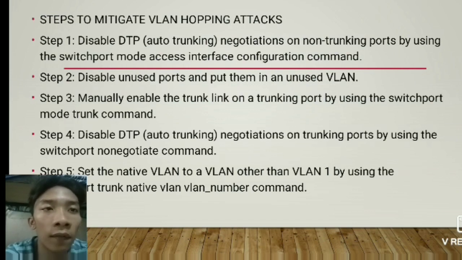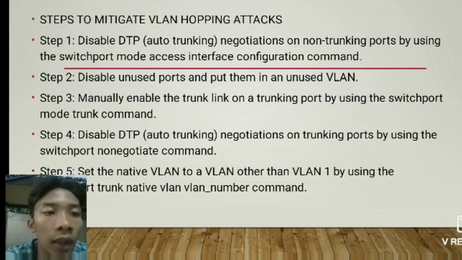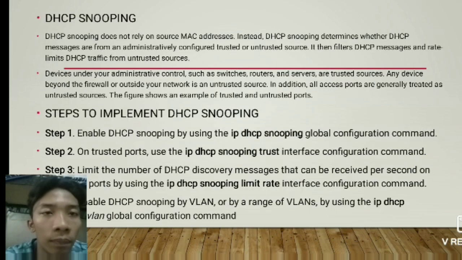Steps in mitigating VLAN hopping attacks. These are the steps for mitigating VLAN hopping attacks, as you can see. First is disable DTP. Next is disable unused ports and put them in a VLAN. Manually enable trunk links and trunking ports by using switchport mode trunk. Disable DTP or auto trunking. Five is set the native VLAN to a VLAN other than VLAN 1 by using the trunk command.